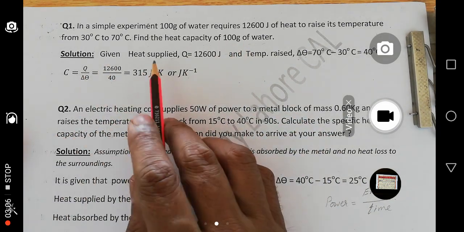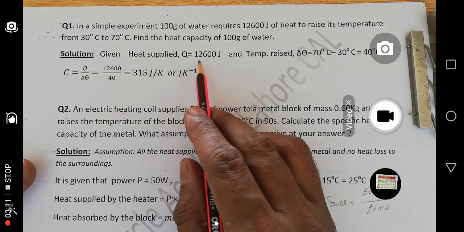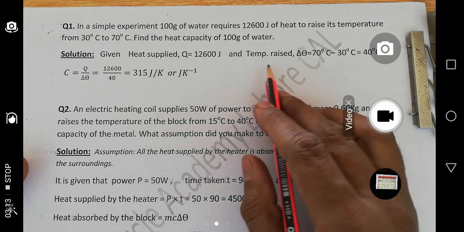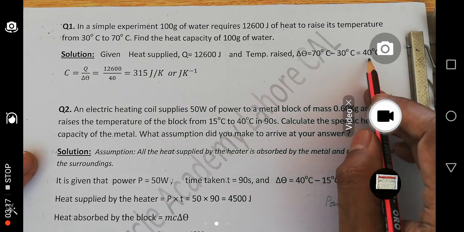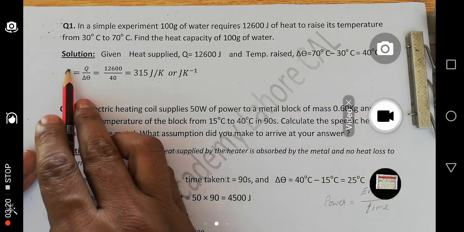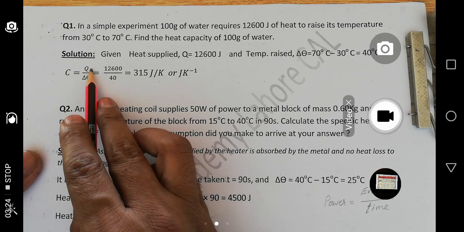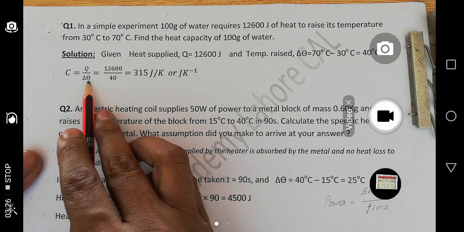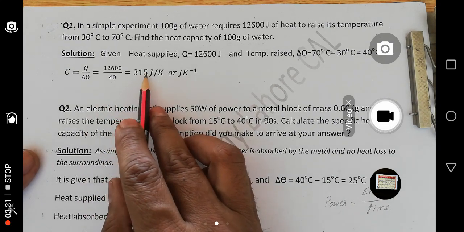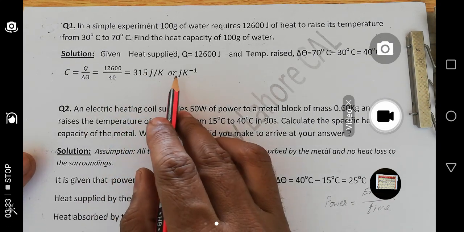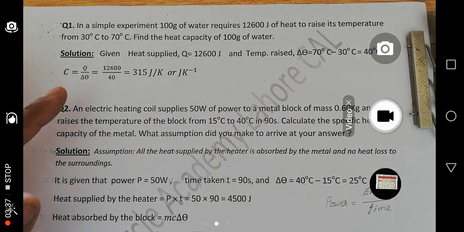Now the solution. We are given the heat supplied, capital Q, that is 12,600 joules, and the temperature rises from 30 to 70, so the change in temperature is 40 degrees. Now capital C, which represents the heat capacity, is equal to Q, the heat supplied, divided by delta theta. This is equal to 12,600 over 40, which by calculating gives 315 joules per Kelvin, or joules per Kelvin can also be written like this. I hope this numerical is clear to you.